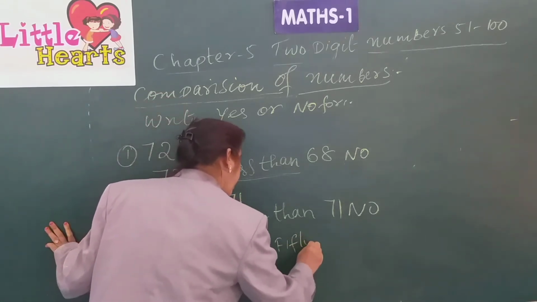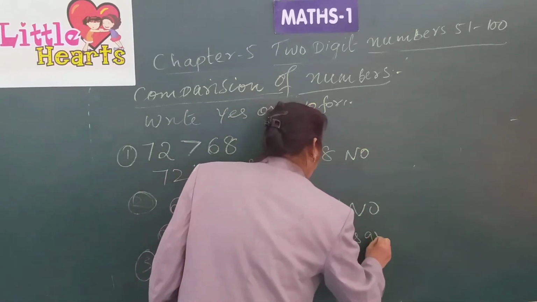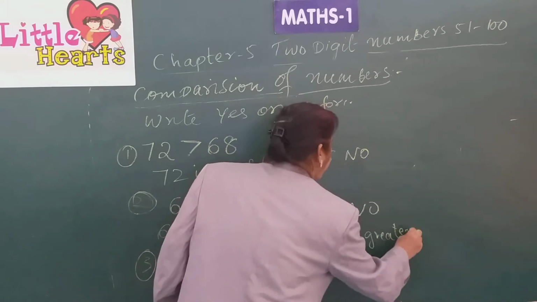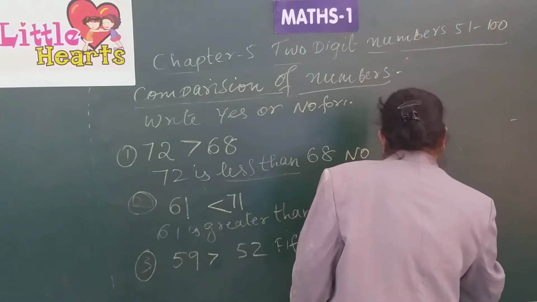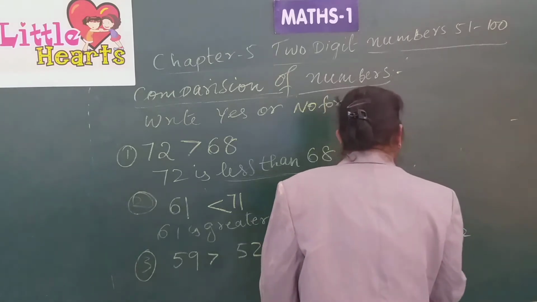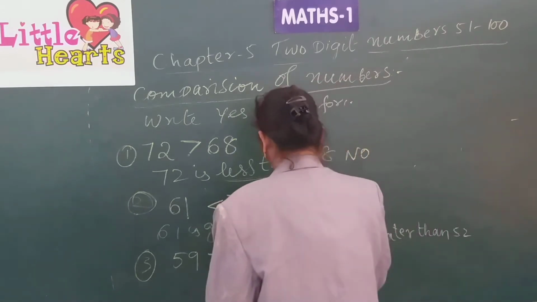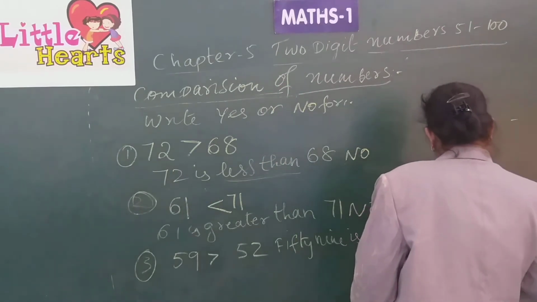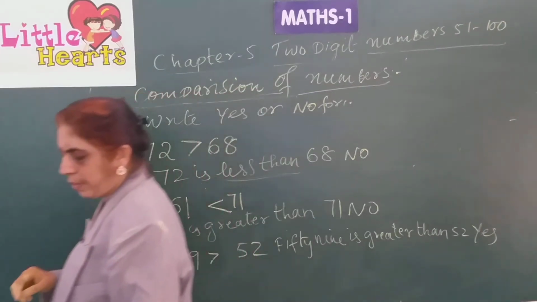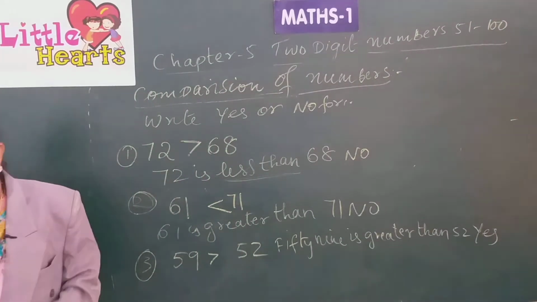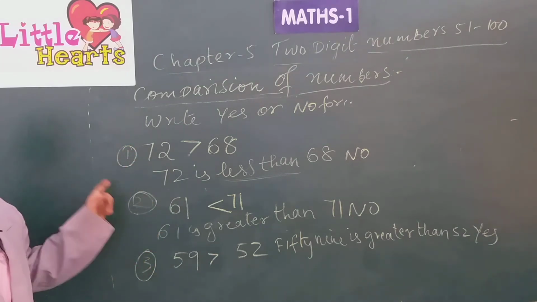59 is greater than 52. It is the right statement. 59 is greater than 52, so it is the right statement. You can write yes. So according to the symbol and the statement, you have to check whether it is right or wrong.